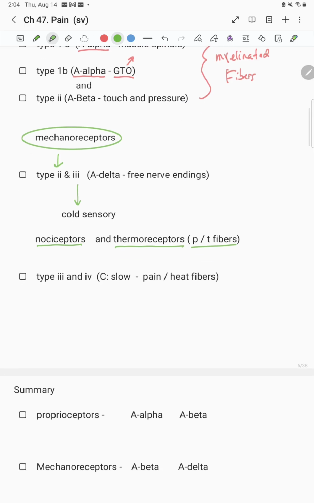And then there's type 3 and 4. These are the C fibers, and they are slow. The slow pain and heat fibers, and these are the non-myelinated. And the pain here is usually that dull chronic ache that the C fibers recruit in the pain and temperature fiber world.